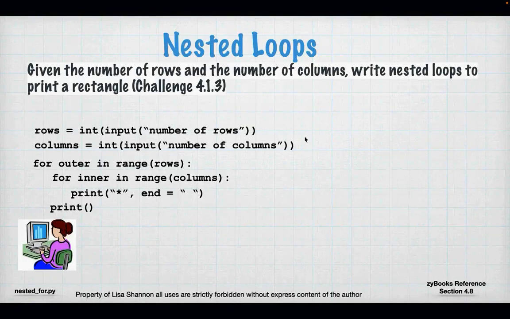So what do we have here? And this is challenge 4.1.3. It says, given the number of rows and the number of columns, write nested loops to print a rectangle. And this is similar to what you're going to have to do in a lab this week. So I'm going to start out with rows. I'm asking for the user to give me some number of rows. It could be 2, it could be 5, it could be 1. And then I'm going to say put the number of columns. So I'm drawing a box. So I have some number of rows and some number of columns.